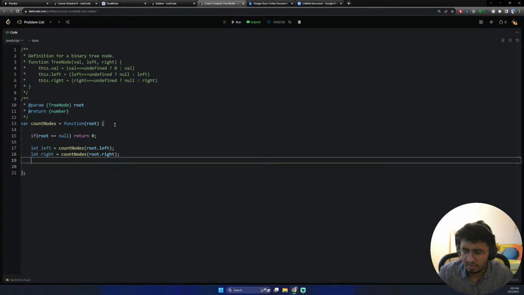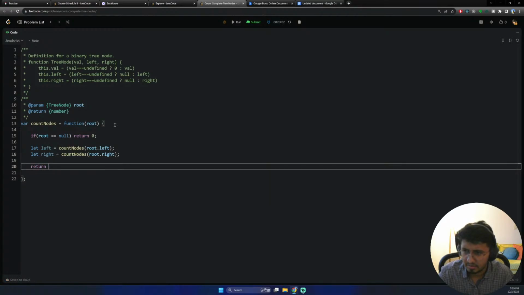Then what we'll do is we'll return back. So there is a node, left. We reached it, 0. When we return 0, then we add 1 and return it back.